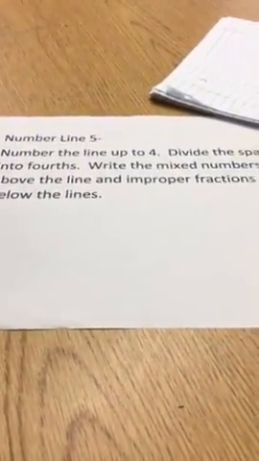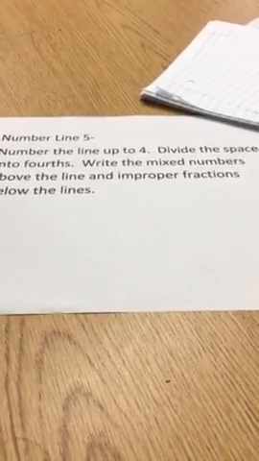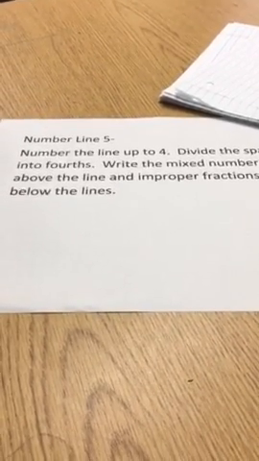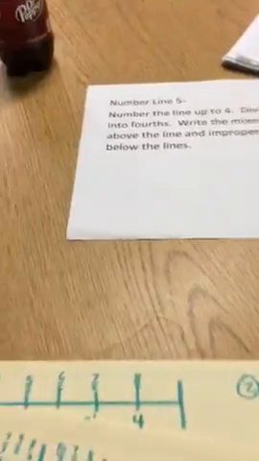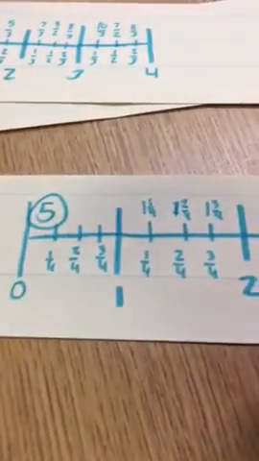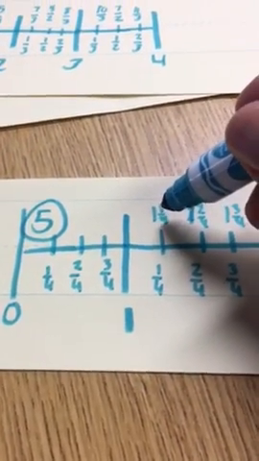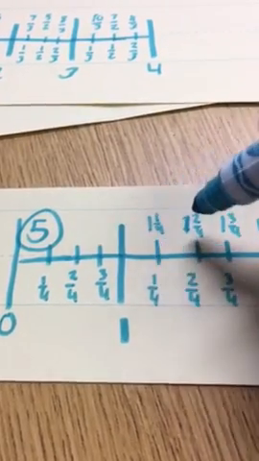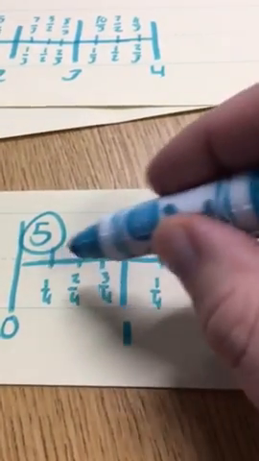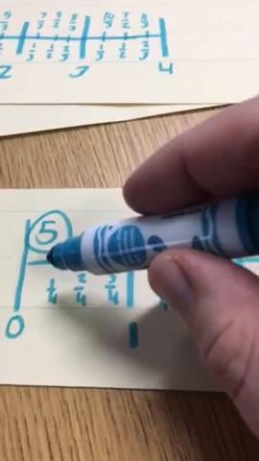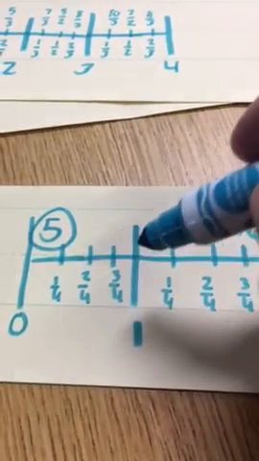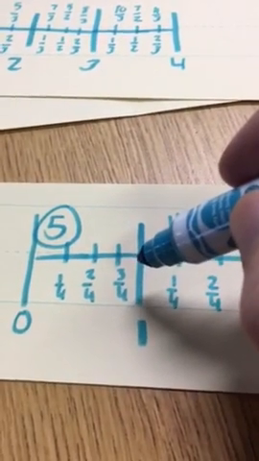All right, your number line's up to 4. Divide the spaces into fourths. You're writing the mixed numbers above the line, the improper fractions below. Okay, well, I'll fix this one as I go. So on this one, all right, your mixed numbers are above. Remember, your mixed numbers are the whole number with the fraction. So once you're doing it by fourths, you have 1/4, 2/4, 3/4, and then the whole would be 4/4.